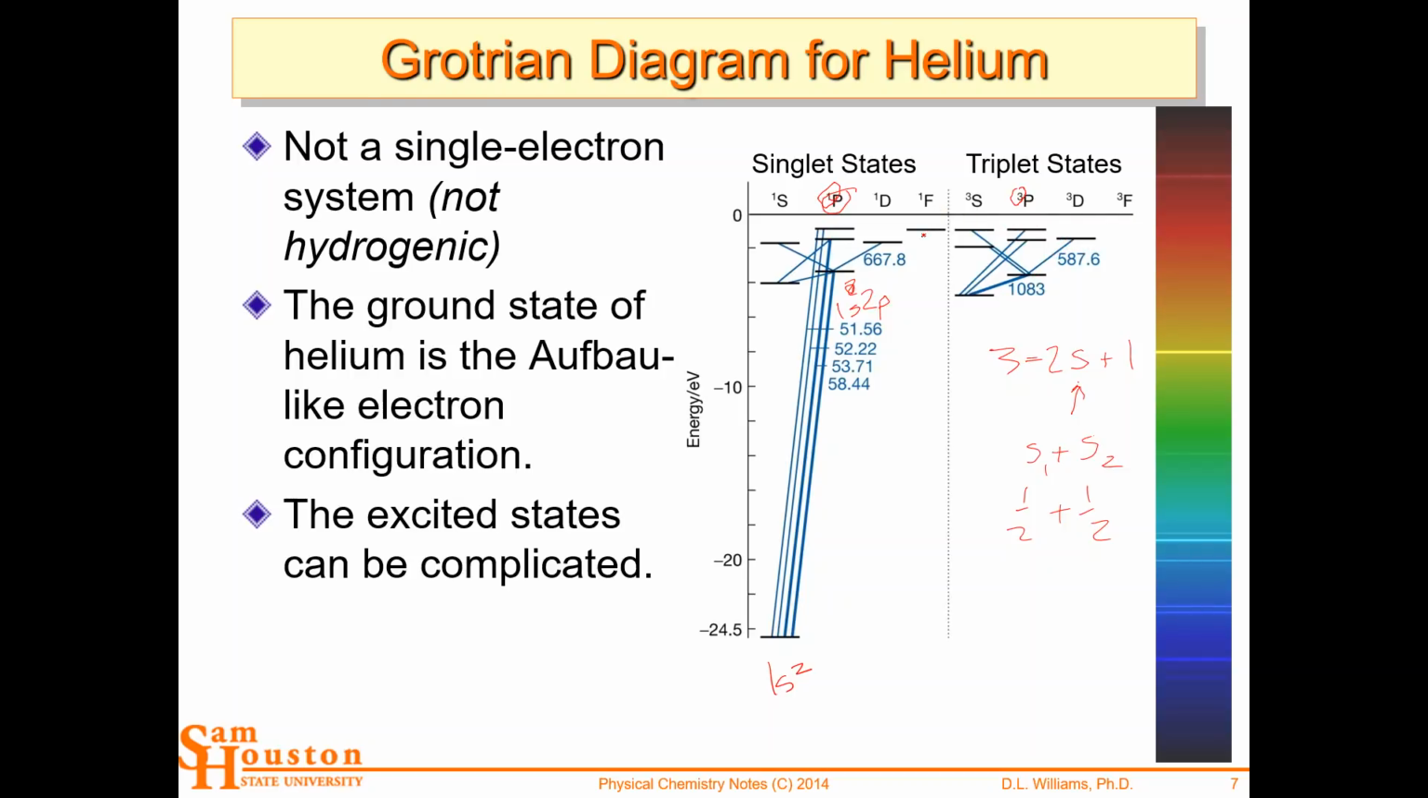They're just showing you some of the transitions. The F to D is allowed, okay? But in this diagram, they're just not showing you all of the possible transitions. Now, it doesn't show any jumps from singlet to triplet, and so that's forbidden. Okay, so singlet to triplet transitions are forbidden.